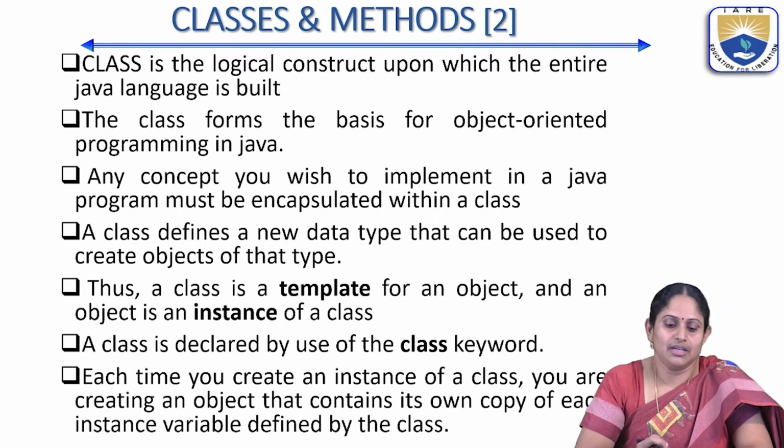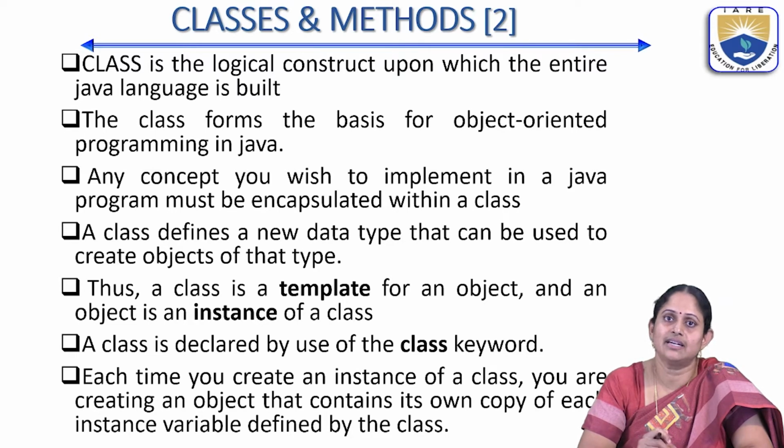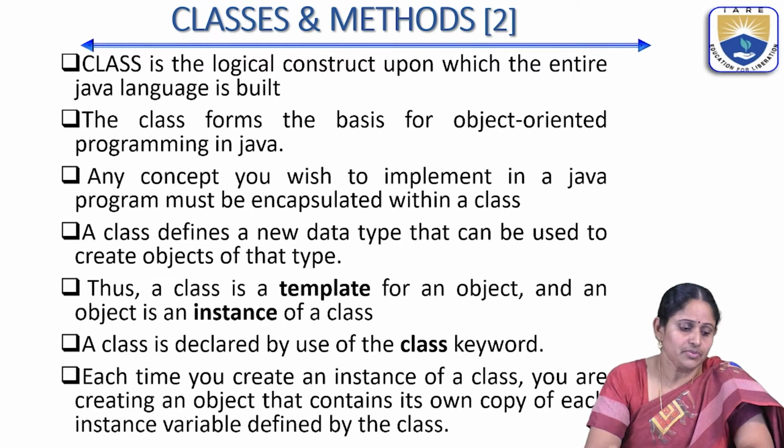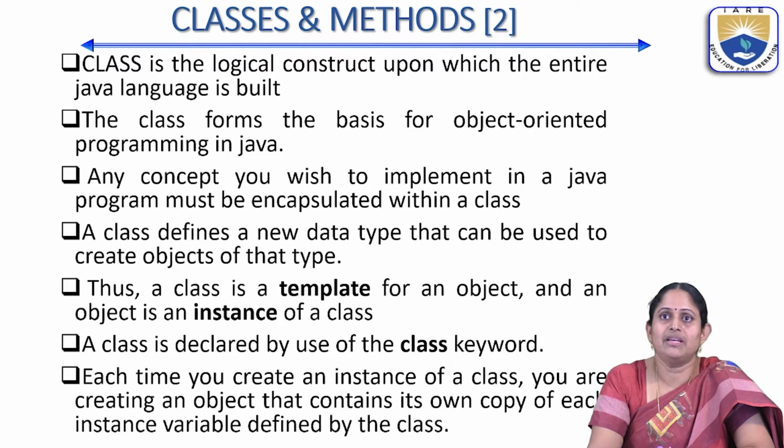So, as we know, Java is an object-oriented programming language. Being an object-oriented programming language, everything in Java will be written inside a class. If you take any program, it will be present inside a class. We must make use of a class to encapsulate our logic. Whatever concept we wish to implement must be encapsulated within a class.